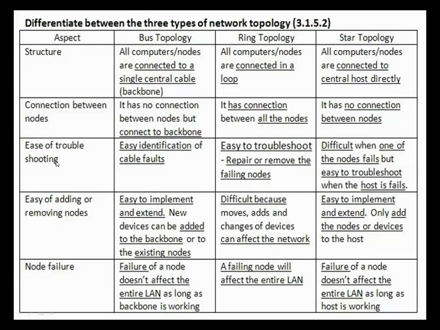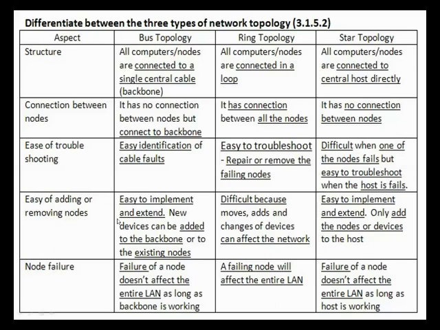Ease of troubleshooting. In bus topology, it is easy to identify the cable fault. In ring topology, it is easy to troubleshoot, repair or remove the failing nodes. And in star topology, there is a default when one of the nodes fails, but it is easy to troubleshoot when the host fails.